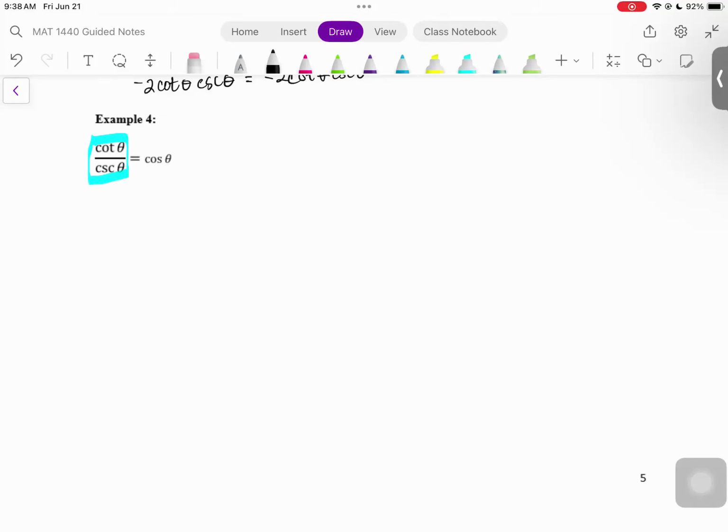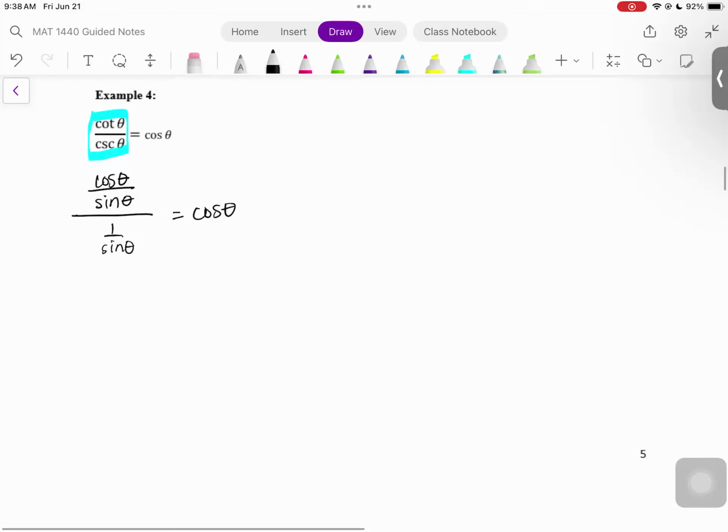Cotangent theta, I'm going to rewrite in terms of sine and cosine. So this is cosine theta over sine theta. And then cosecant theta is 1 over sine theta, equals cosine theta. So again, here I'm rewriting the terms on the left in terms of sine and cosine. To clear out our complex fraction, we're going to multiply by the reciprocal of the denominator. So cosine theta over sine theta times sine theta over 1. Our factors of sine theta in the numerator and the denominator simplify to 1. So we're just left with cosine theta over 1, or cosine theta.